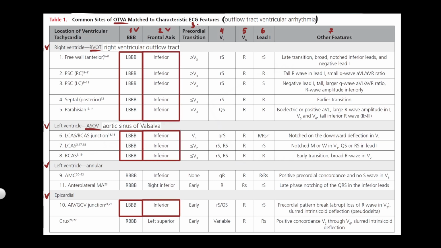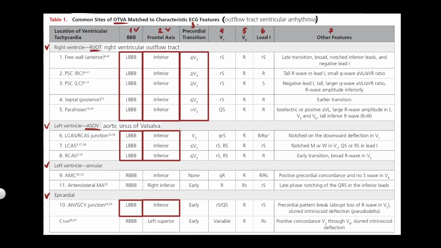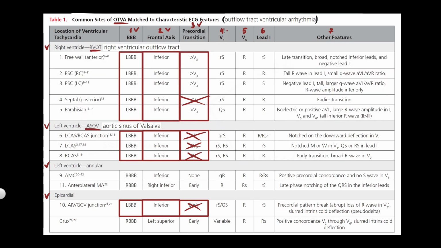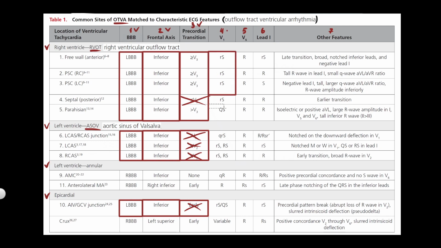The next step is the transition zone. Remember, the transition zone is the chest lead where the R wave becomes larger than the S wave. In our example it is V4. As a result, we excluded some other sites of origin. And all sites of origin that remain are different parts of the right ventricular outflow tract. Next step, QRS morphology in V1. In our example it is RS morphology. Consequently, parahisian localization was excluded.